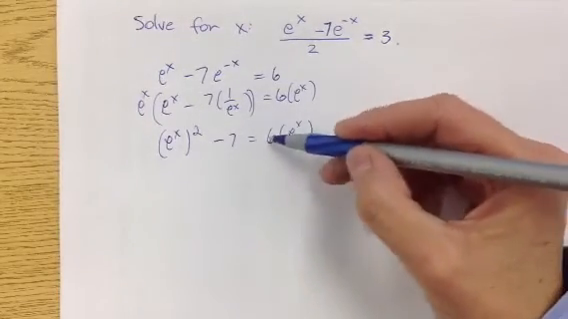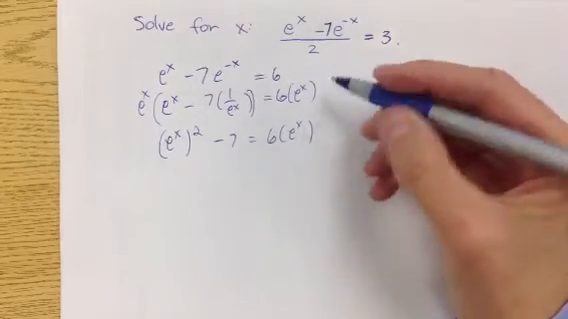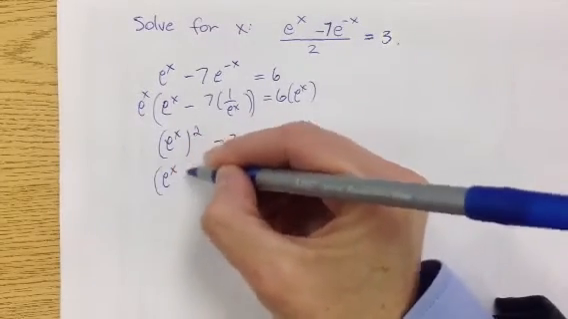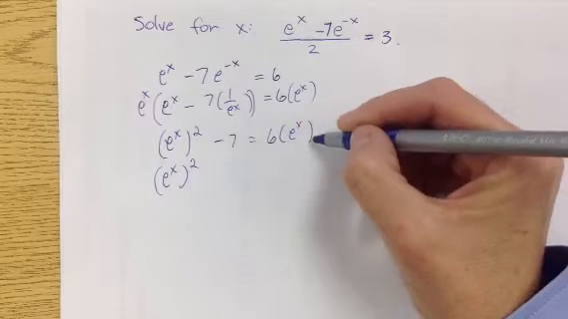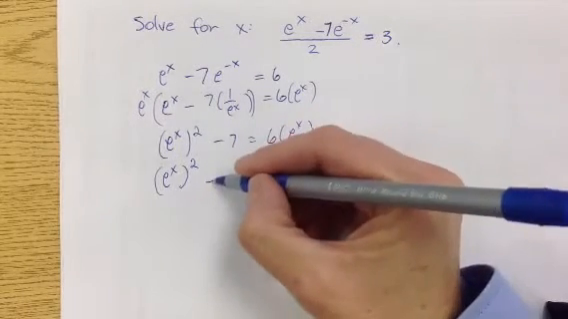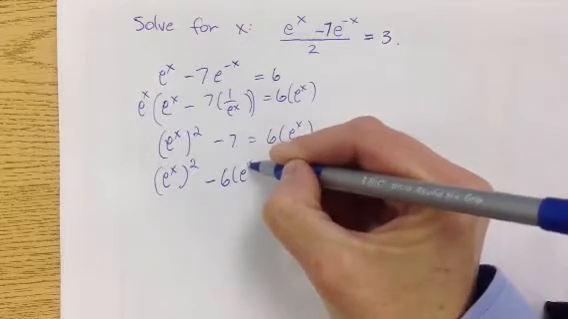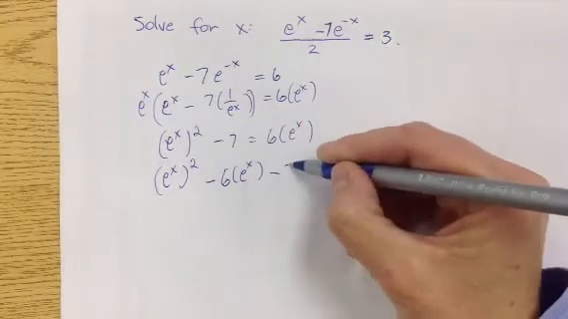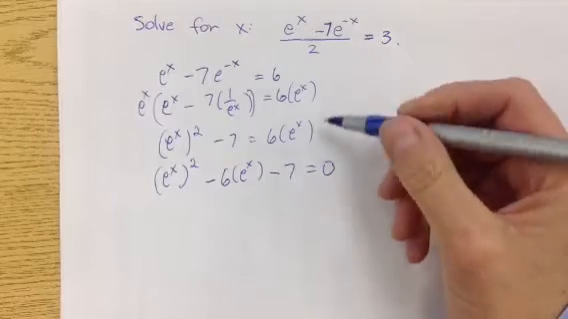Okay, now I will get 0 on one side. So I have e to the x squared. Subtract 6 e to the x from both sides. So minus 6 e to the x minus 7 equals 0.